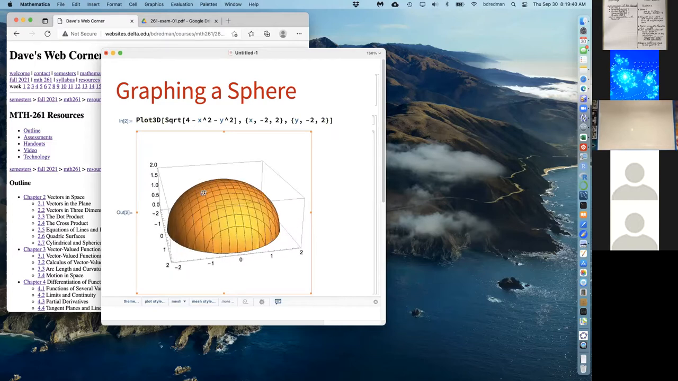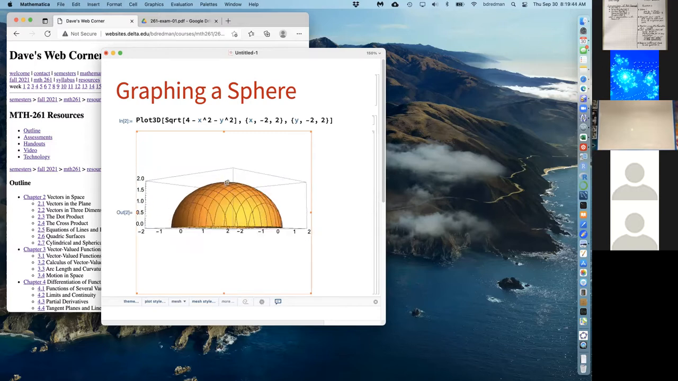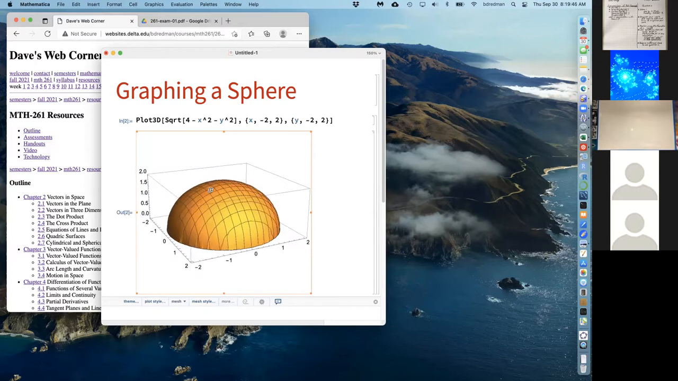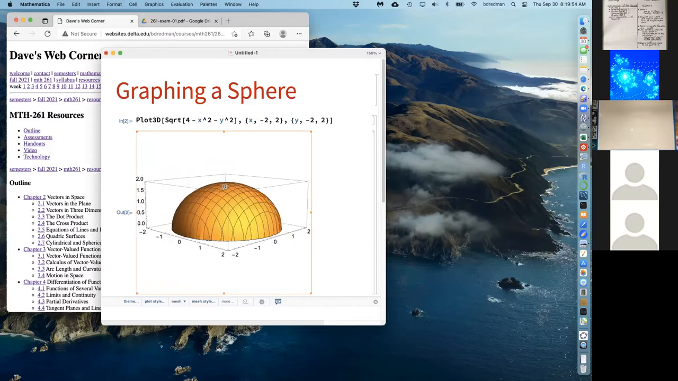Maybe my organization in what, the relationship between the X and Y axes, it looks like a little bit of a flattened sphere, but maybe I can deal with that. But first, let's get the rest of the sphere going.